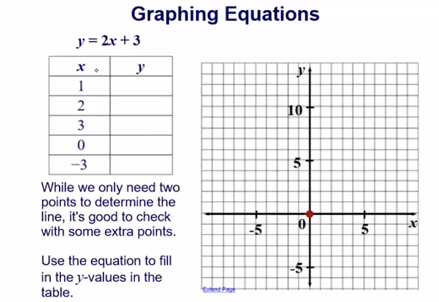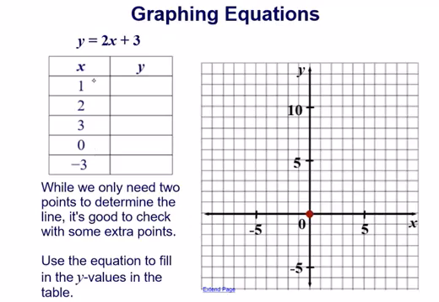So while we only need 2 points to determine the line, it's good to check with some extra points. So we're picking 5 x values to find the y values, and then we'll have 5 points on the line. We have x values of 1, 2, 3, and then we played around a little bit with 0, and then a negative x value of -3. So let's use the equation to fill in the y values in the table.